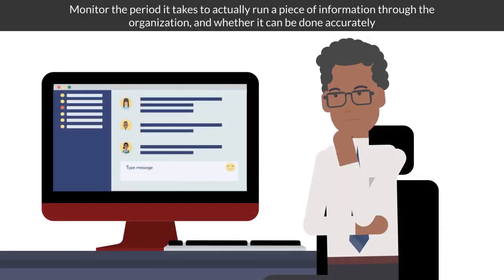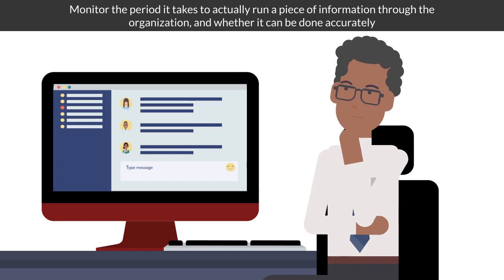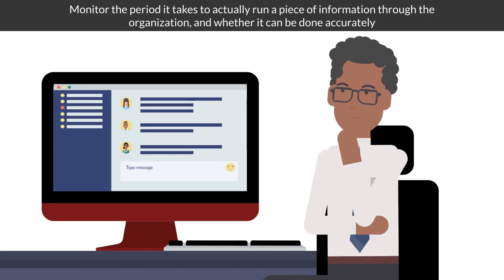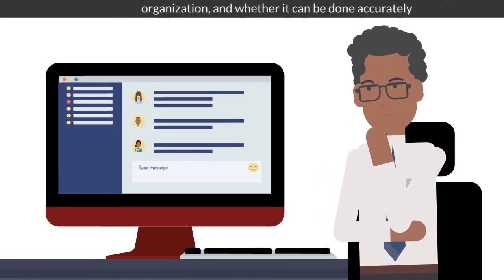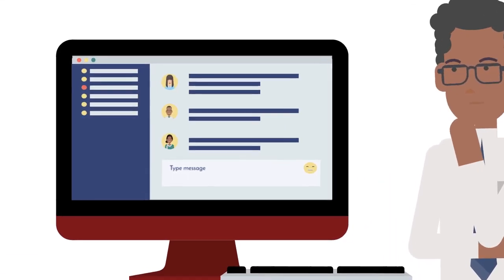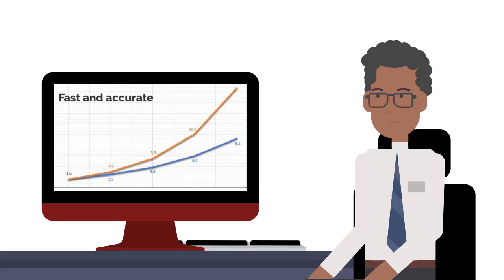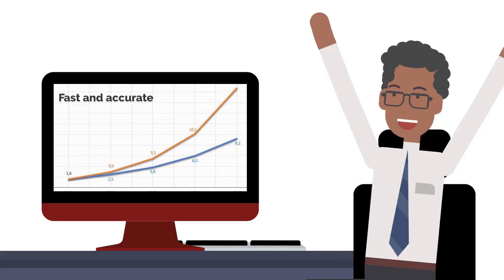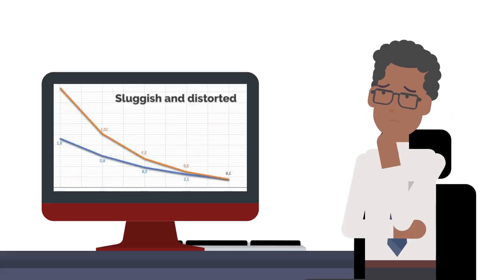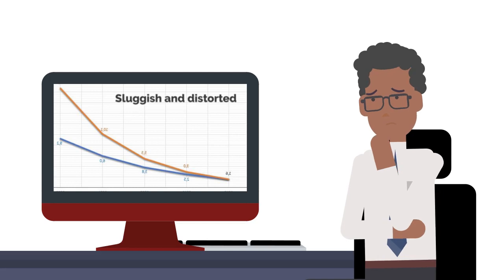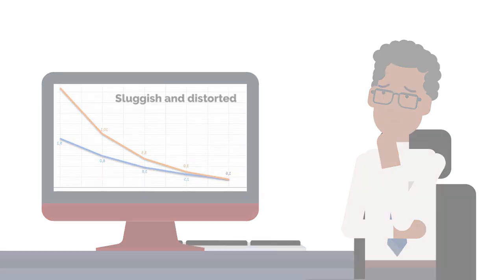Monitor the period it takes to actually run a piece of information through the organization and whether it can be done accurately. Basically, play a game of organizational telephone by putting some information into the network, in this case, the network of all staff members, and see how long it takes to get to everyone and what it looks like once it gets there. If it's fast and reasonably accurate, congratulations. If it's sluggish and distorted, you have work to do. You have to make the required changes.